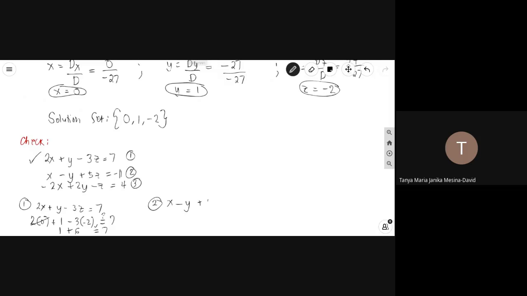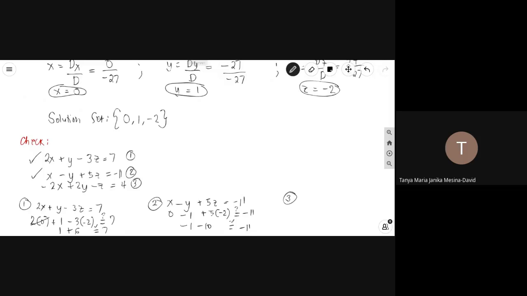x minus y plus 5z equals negative 11. So x is 0, minus 1, plus 5 times negative 2. Is this equal to negative 11? So we'll have negative 1 minus 10, which is equal to negative 11. So we have another check mark there. It makes the equation true.